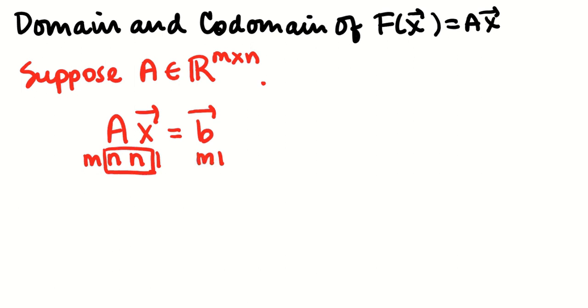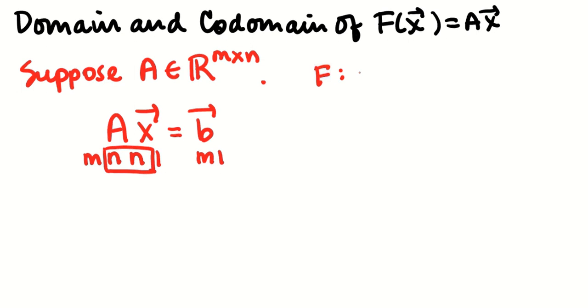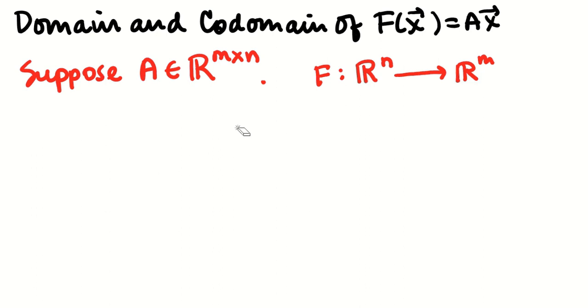So this function f is a function that takes in an n-dimensional vector, right? X is an n by 1 matrix. So it takes an element of Rn, and it gives us back an element of Rm, because the resulting matrix, the vector B, is an m by 1. Okay, so let's look at an example here.